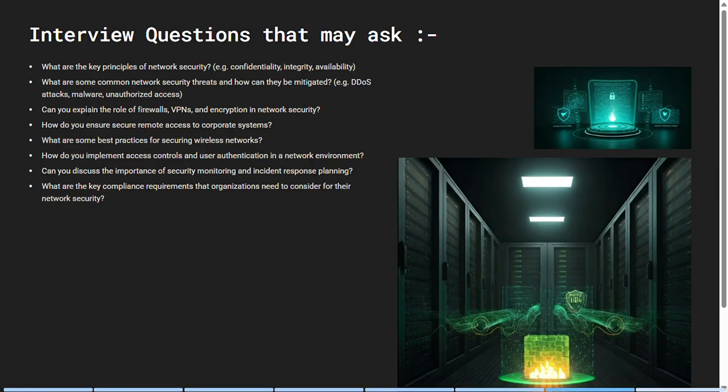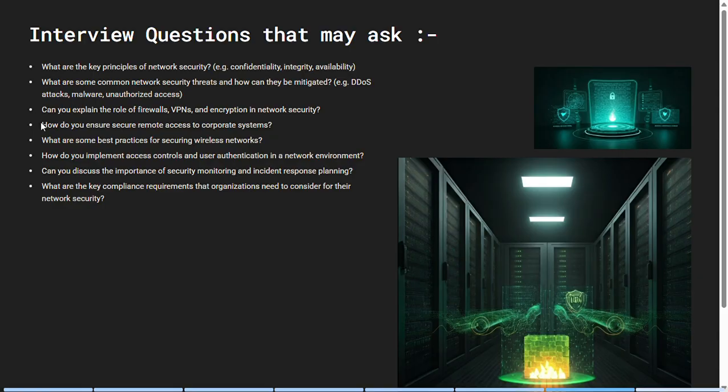Can you explain the role of firewalls, VPNs and encryption in network security? Yes, firewalls filter traffic entering and leaving the network, and enforce access policies based on IP, port, protocol. VPNs, that is virtual private networks, encrypt internet traffic between user and network. It provides secure remote access, often using IPsec or SSL. Encryption converts data into unreadable form unless decrypted, used in HTTPS, emails, file storage, etc.